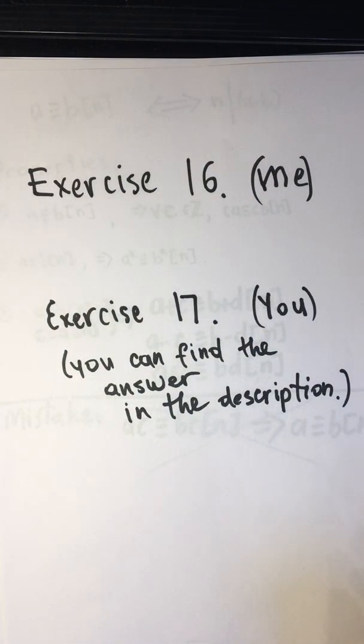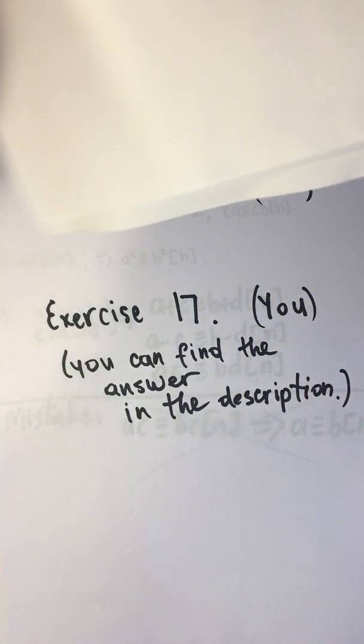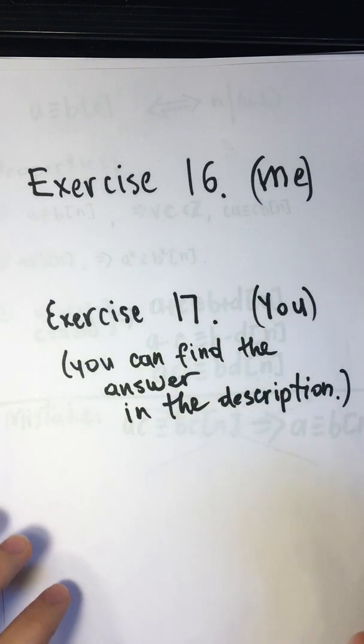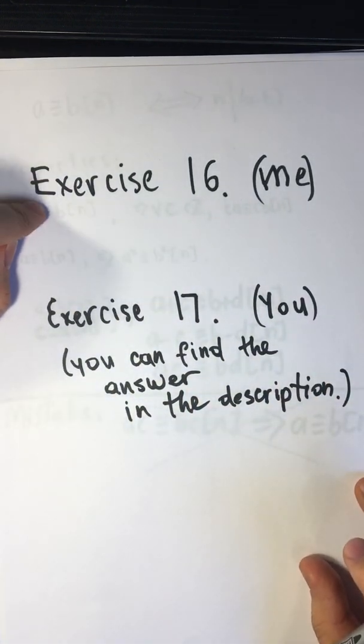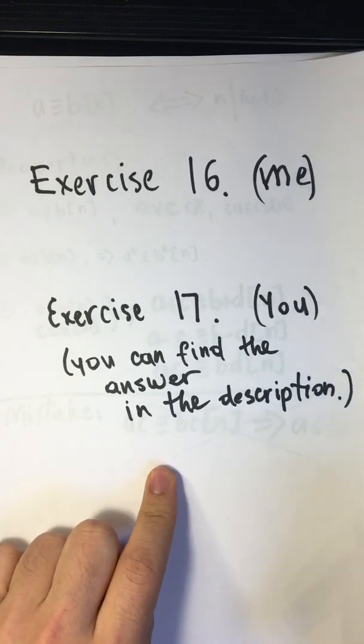Okay, now exercise 16. Exercise 16 means I'm gonna be doing it, and exercise 17 means you will do it based on exercise 16. You can find the answer in the description.